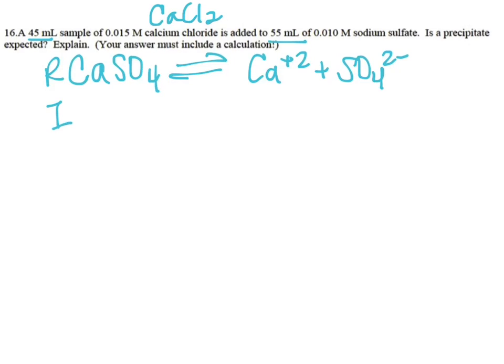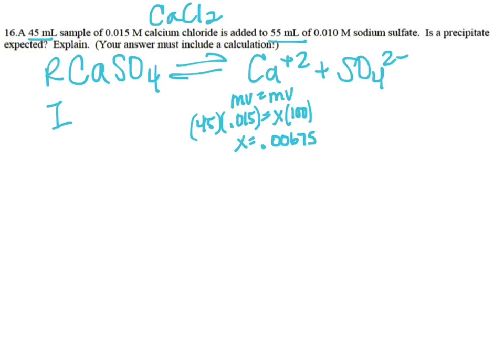Well, we diluted it, so we need to start with calcium. How much did we come in with of calcium chloride? It was 45 mL, so we're doing M1V1 equals M2V2. We start out with 45 mL, and our molarity is 0.015. When we diluted it, we do not know its new molarity, but we do know the total volume: we added 45 plus 55, so 100. So solve for X for me. 0.00675. All right, so that's the initial concentration of calcium.